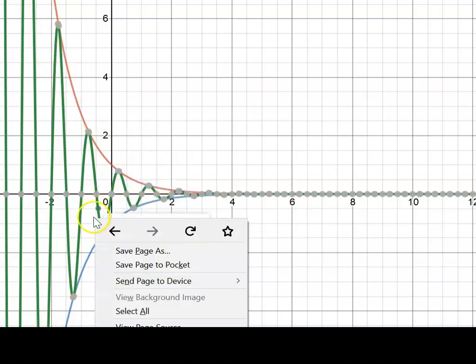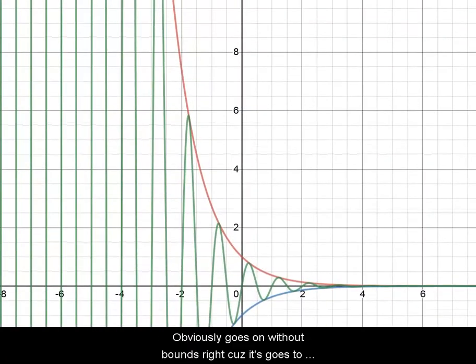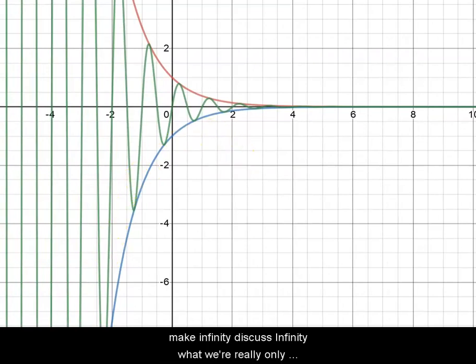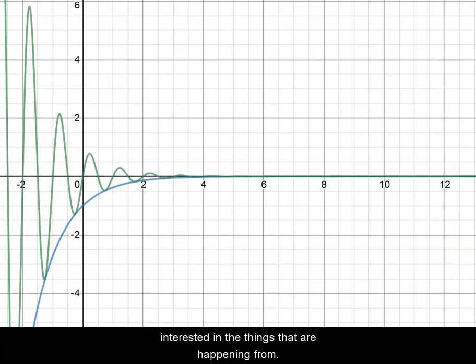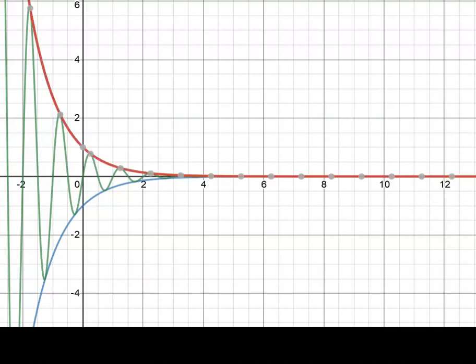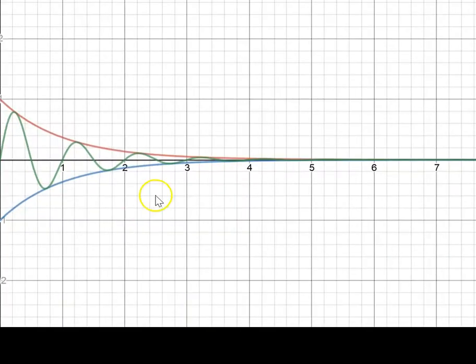Okay, so obviously it goes without bounds, right? Because this goes to negative infinity, this goes to infinity. But we're really only interested in the things that are happening from 0 forward, for all of these functions, really. So that's what I'm interested in. You can blow these up and make them larger.